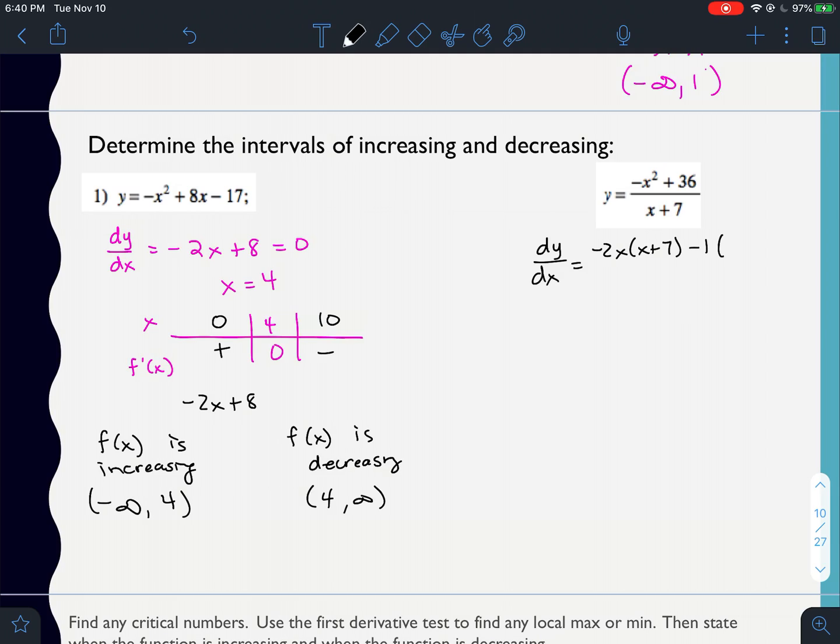On the second one, we're going to have to use quotient rule. So derivative of the top times the bottom minus derivative of the bottom times the top, all over the bottom squared.